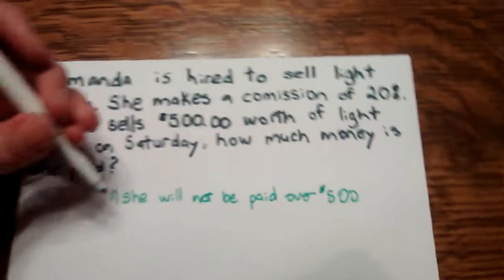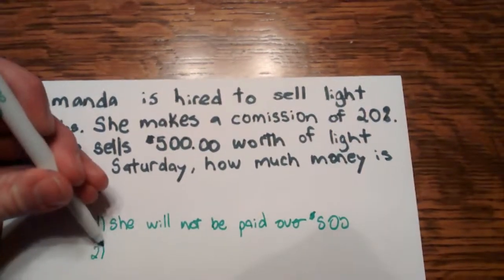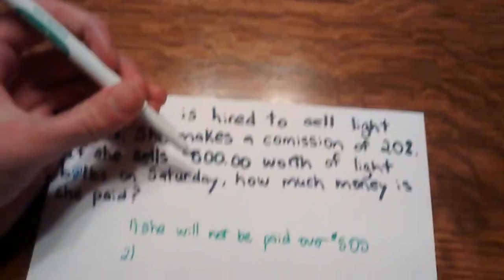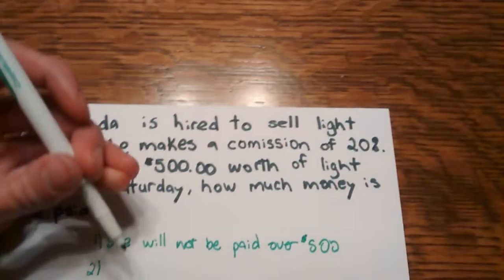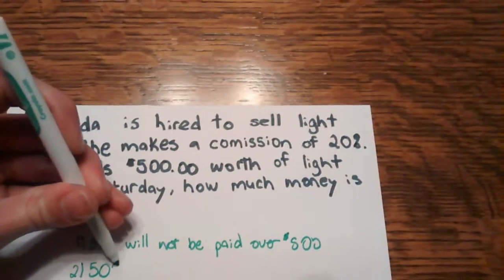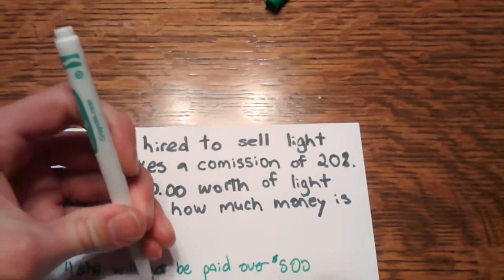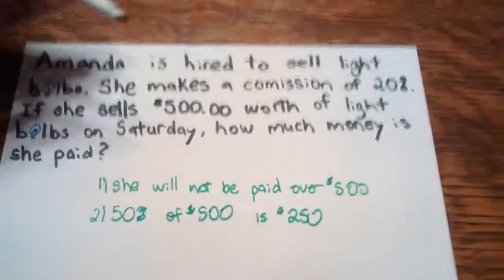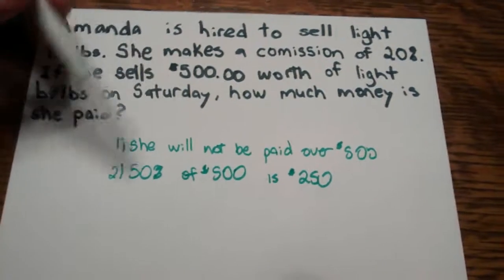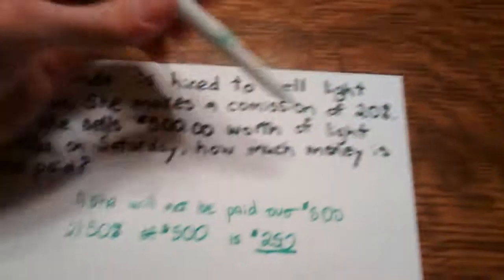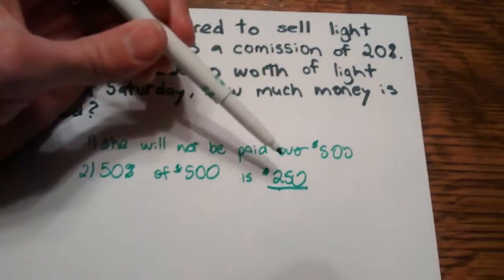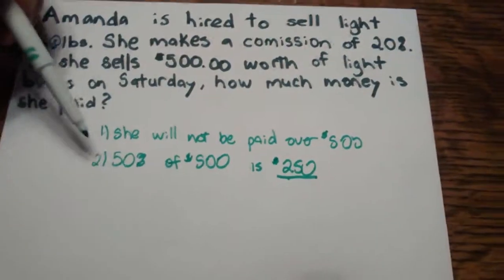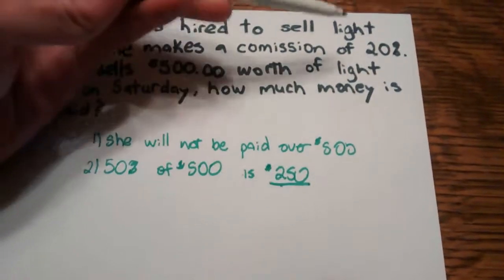Here's the other thing that I can observe. I know that right off the bat, half of 500 is 250. So I can write that 50% of 500 is 250. So if she's making 20%, all I did was divide that number in half, or 50%, and got 250. So if she's making 20%, then she's obviously going to be getting less than $250, because at half, she got 250, so she's getting less at 20.